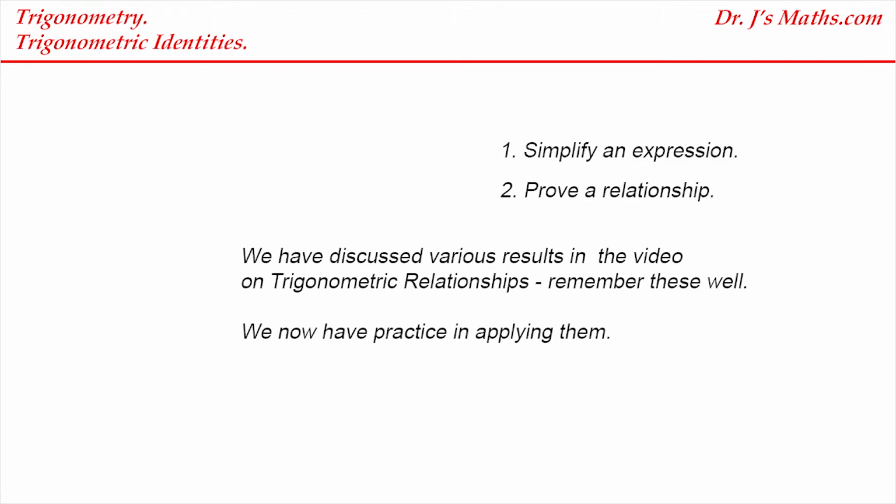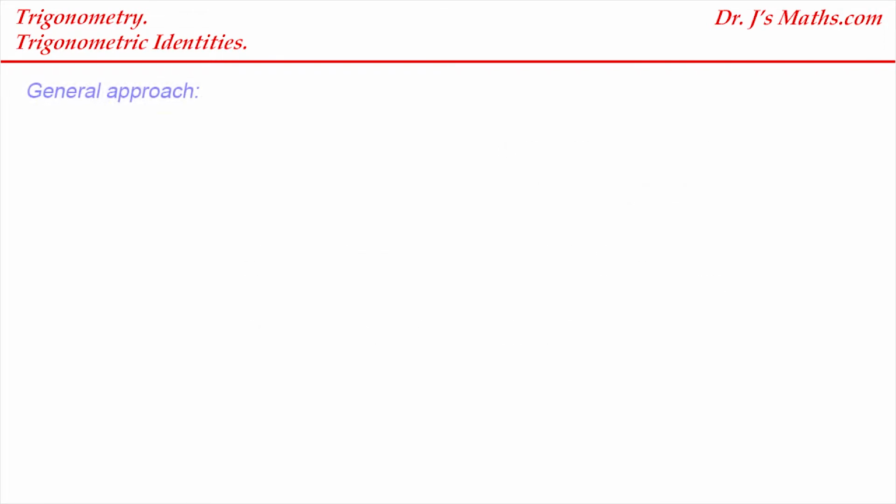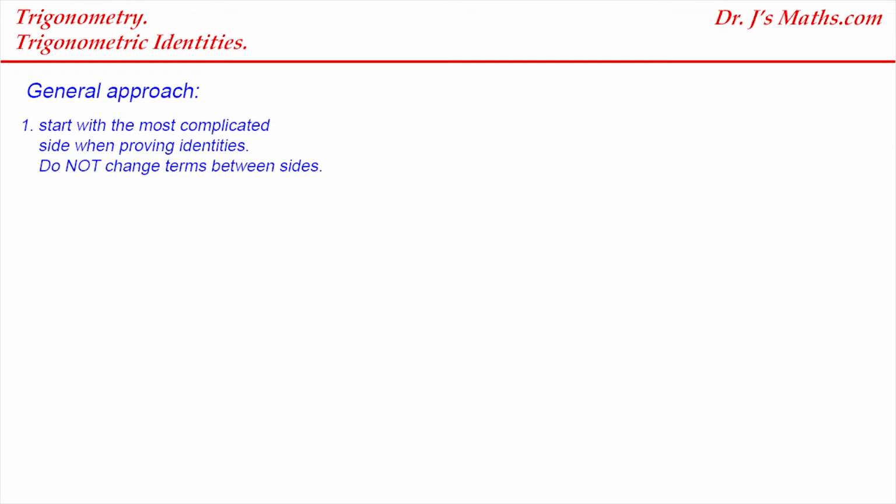We've discussed various results in the video on trigonometric relationships. You've got to remember those well, and we now have practice in applying those results. Now, the general approach to all of the identities, 99.99% of them anyway. Start with the most complicated side when you're proving the identities. Don't change terms between the sides.